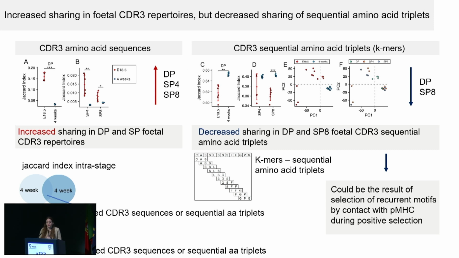So then we also wanted to look at sharing between the repertoires and confirm. So we did the Jaccard index, and in this particular case, we compared like to like. So we compared the fetal repertoires with the other fetal repertoires and the young adult to the other young adult. And we looked at the shared whole CDR3 putative amino acid sequences. So these are predicted productive.